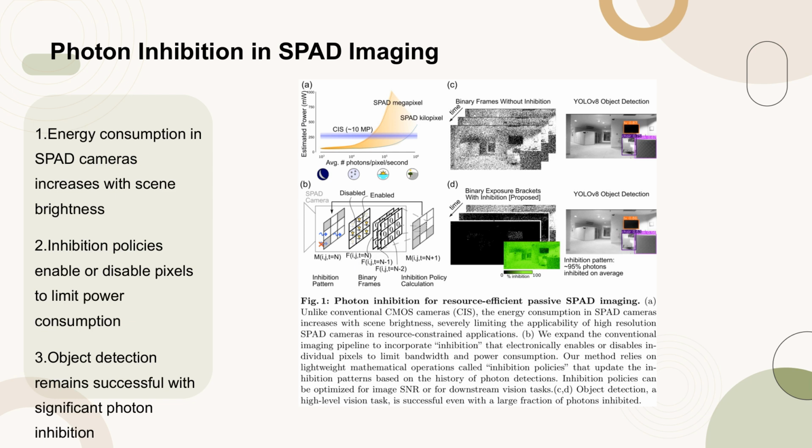This method is supported by lightweight mathematical operations termed inhibition policies, which adjust inhibition patterns based on the history of photon detections. These policies can be tailored to optimize image signal-to-noise ratio, SNR, or cater to specific downstream vision tasks. Parts C and D demonstrate that object detection, a high-level vision task, can still be effectively performed even when a substantial fraction of photons are inhibited.